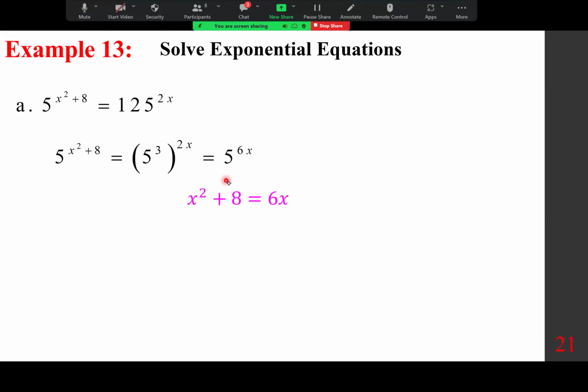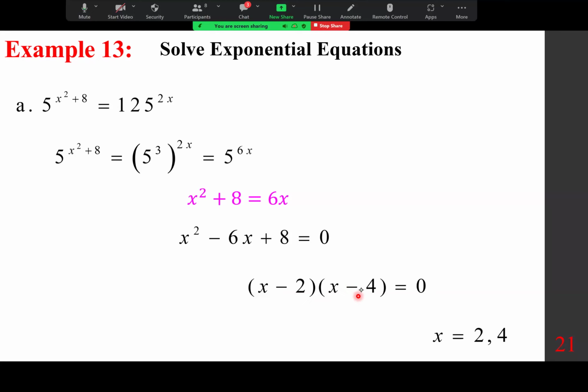We must have the same exponents. We move everything to the same side for the sake of factoring. So x squared minus 6x plus 8. We want two numbers whose product is 8 and sum is -6. So -2, -4, which results in x being 2 and x being 4. So there are two answers, x equals 2, x equals 4.